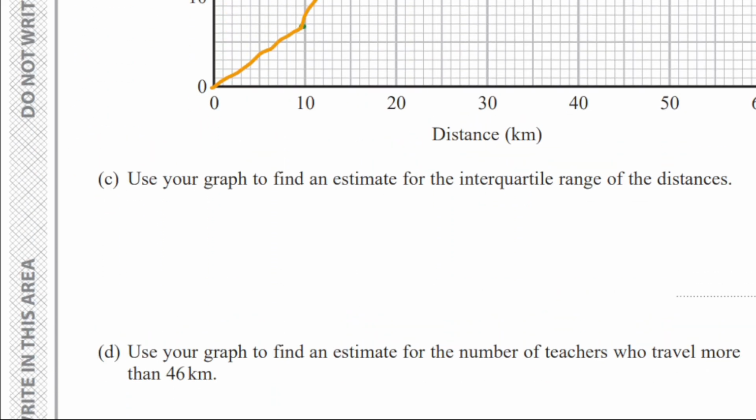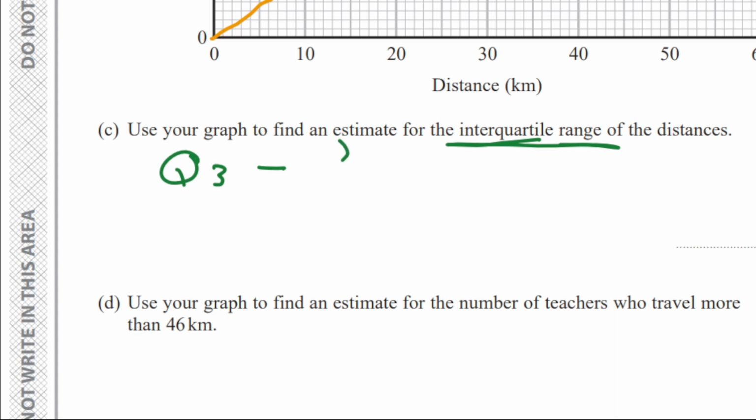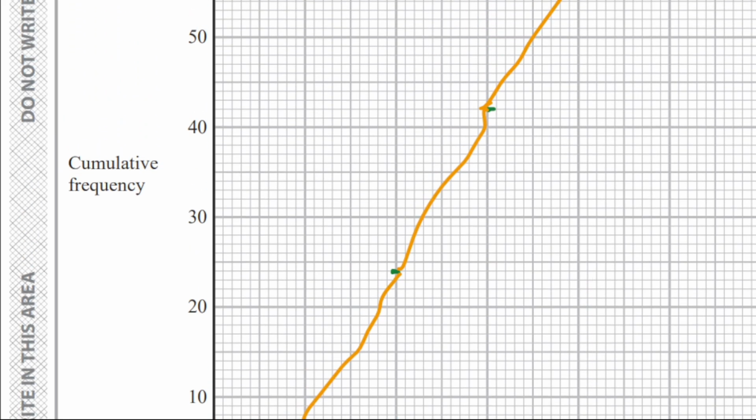We did it. Now the question says, find an estimate for the interquartile range. The interquartile range is the upper quartile, Q3, minus the lower quartile, which is Q1. So how do you find the lower quartile first? It's just from the graph. The lower quartile, Q1, is the total divided by 4. So it's 70 divided by 4, which is, I think, 17.5, isn't it? Yes, because 70 divided by 2 is 35, divided by 2 is 17.5.